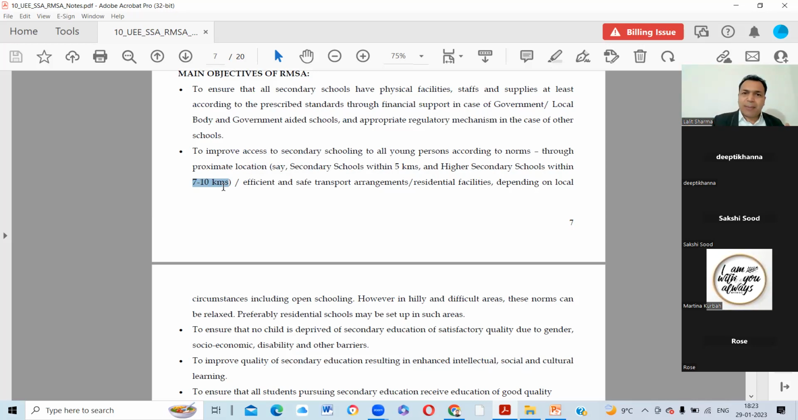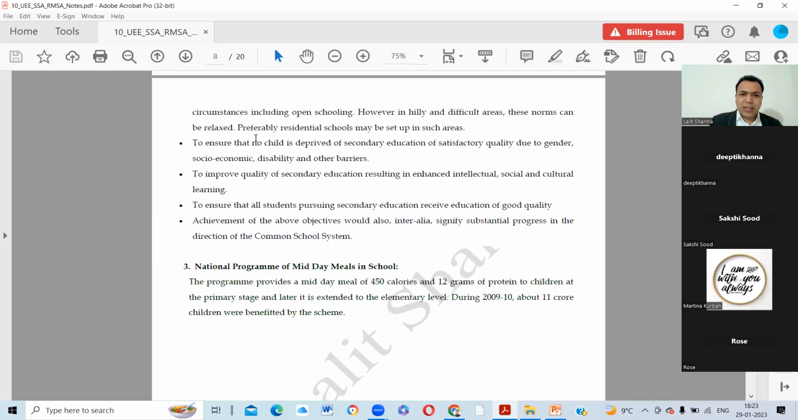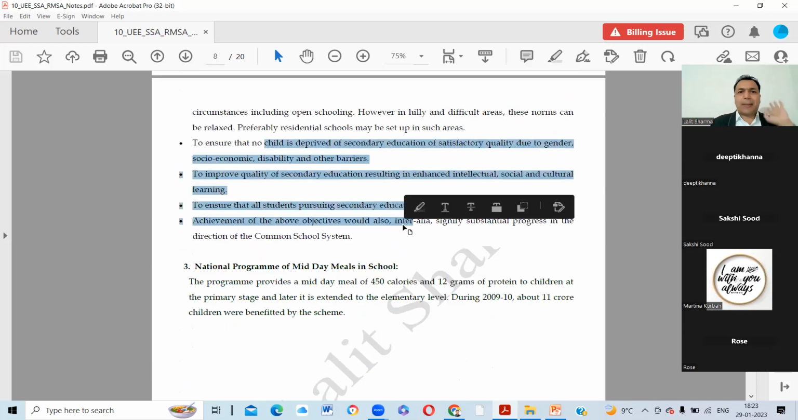So under the RMSA, it was decided that up to 5 kilometers there should be a secondary school, and within 7 to 10 kilometers there should be a higher secondary school. Number three, there is a need for expert teachers, okay, who can teach class 9th, 10th, plus 1, plus 2 students, right? For the higher level of students. So all these things come under the RMSA, right, guys? So I think you have understood.